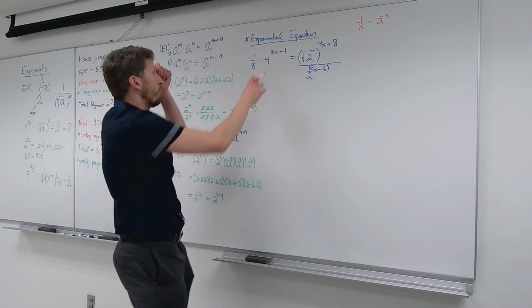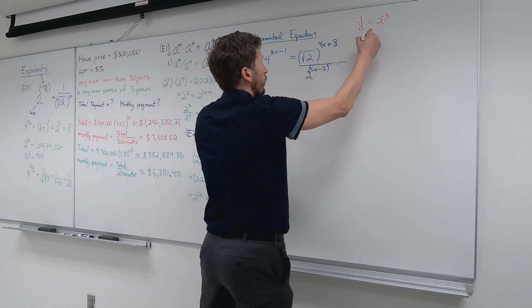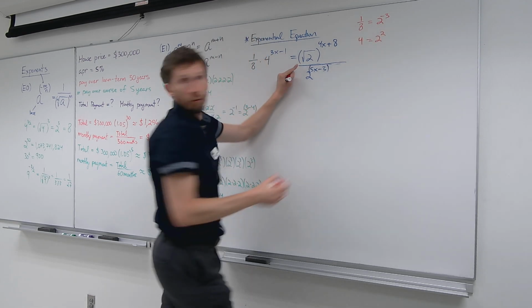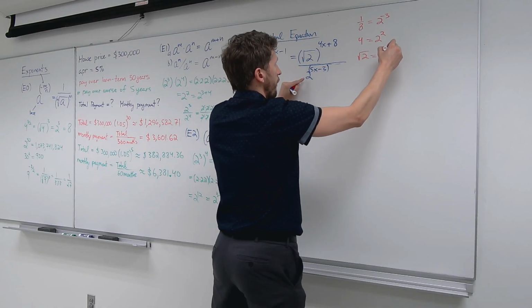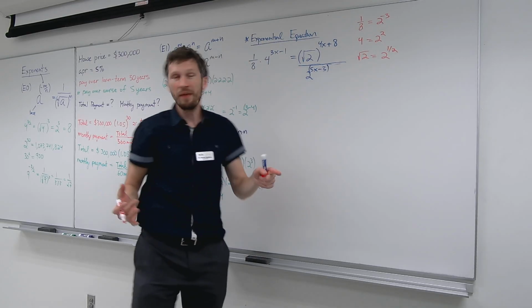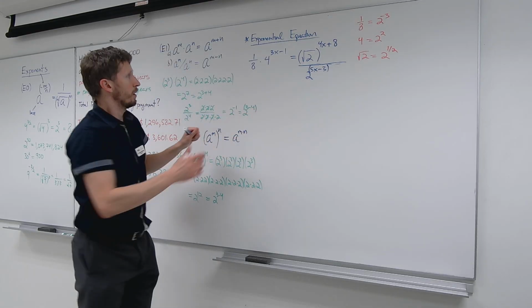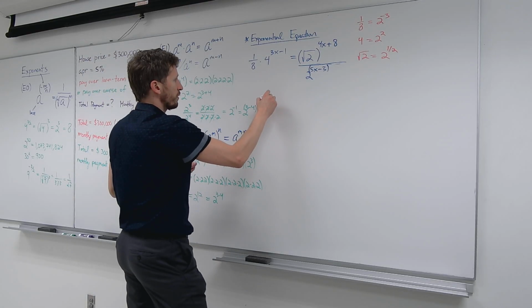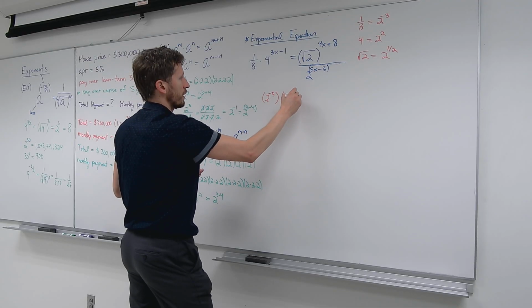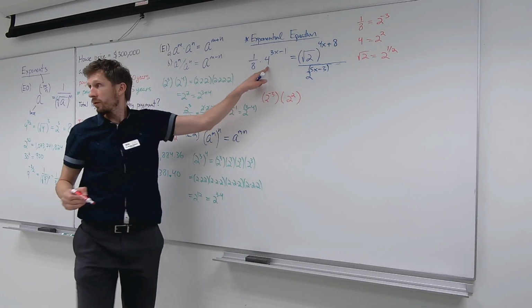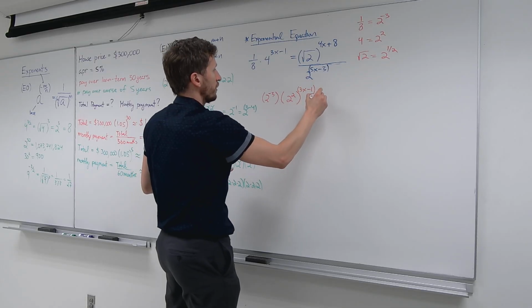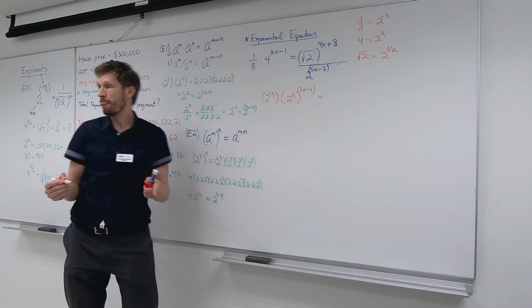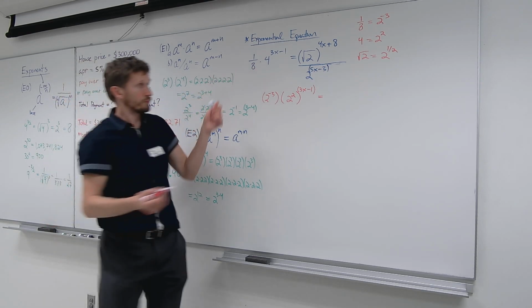Nice. Okay. What about 4? Yeah, 4 is 2 squared. What about the square root of 2? Who knows what power that is? 2 to the what? 1/2, right? And the other one is just a 2. Okay, now let's check it out. So you have 2 to the negative 3, times 2 to the second, that's 4, 2 squared, times 2 to the 3x minus 1. All right, let's see what we can do with that. Equals what? Square root of 2? That's 2 to the 1/2.